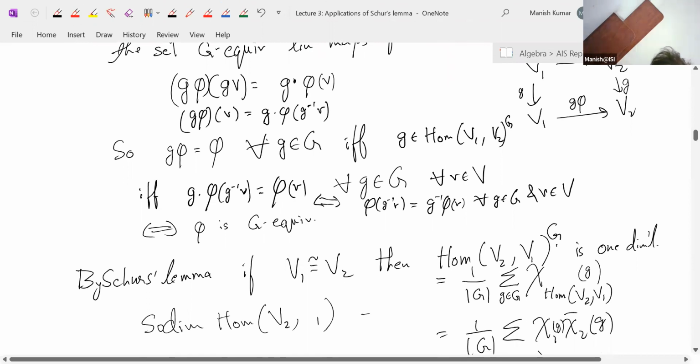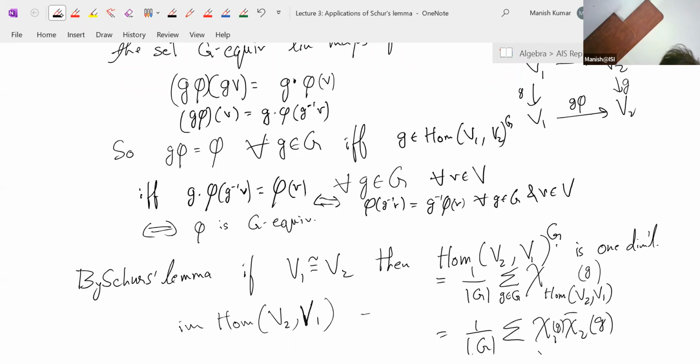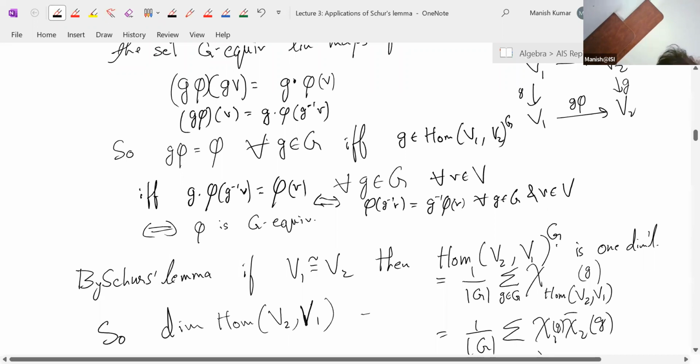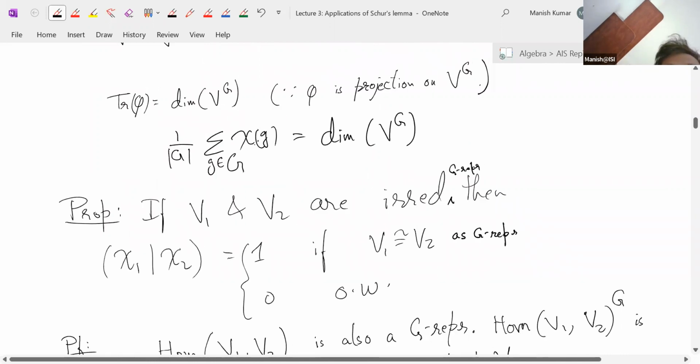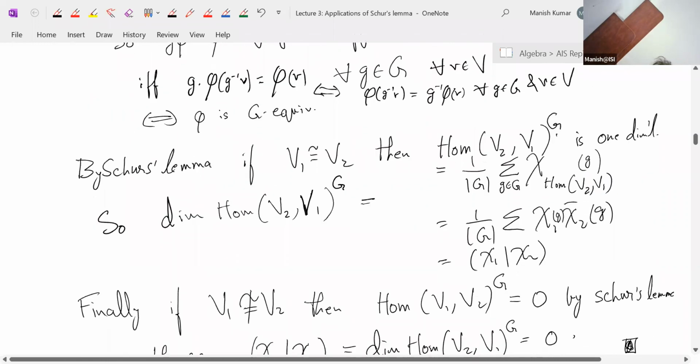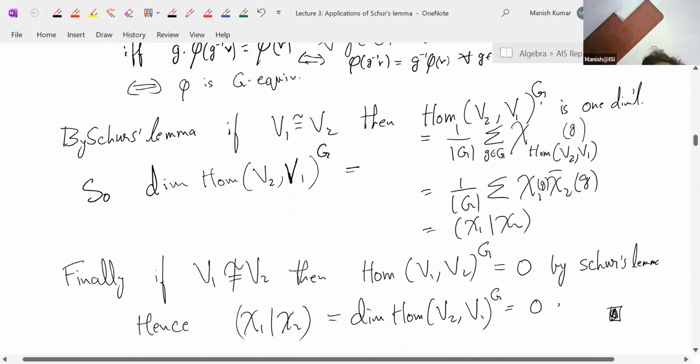And so what we get is that, for Hom(V2, V1), the dimension, now we will use the lemma which we just proved. The dimension of Hom(V1, V2) raised to G, the invariants, is precisely this formula. This is what we proved. So for the invariants, we use this formula, 1 over |G| times the sum of chi of, the representation for V. If we apply that formula here, what we get is this is equal to 1.